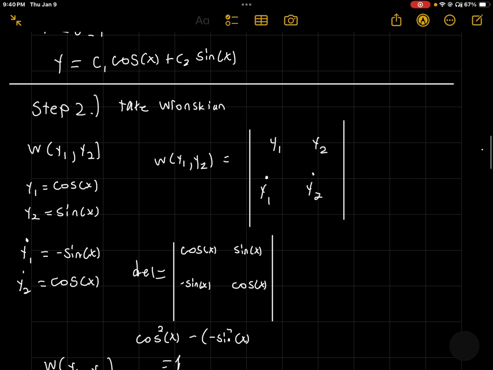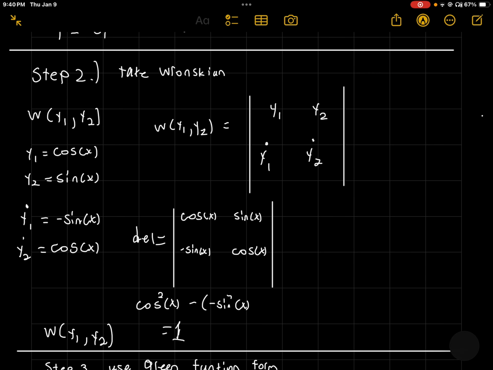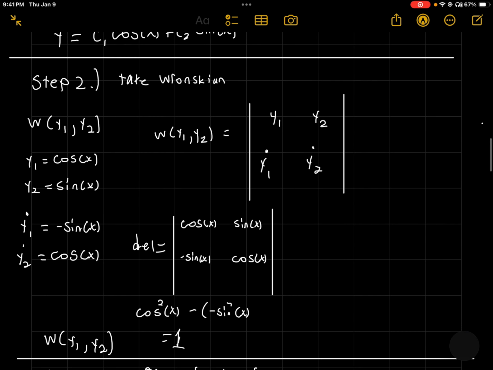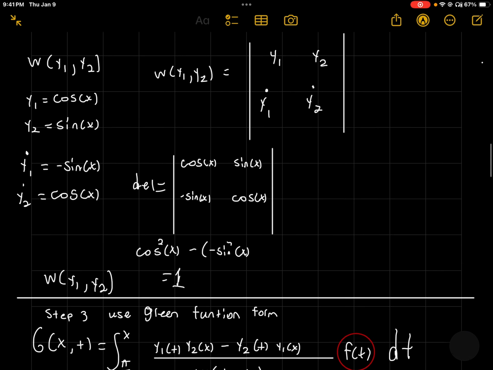Step 2 is to take the Wronskian of this, where we're going to let cosine equal y1, and we're going to let sine of x equal y2. We're going to take the first derivative of both of them, and then take the determinant of this matrix, and we get 1. So the Wronskian of this is equal to 1.